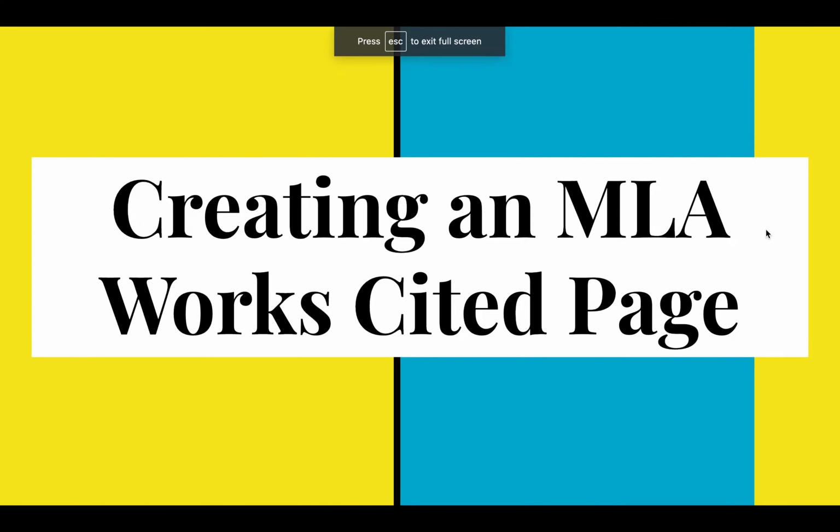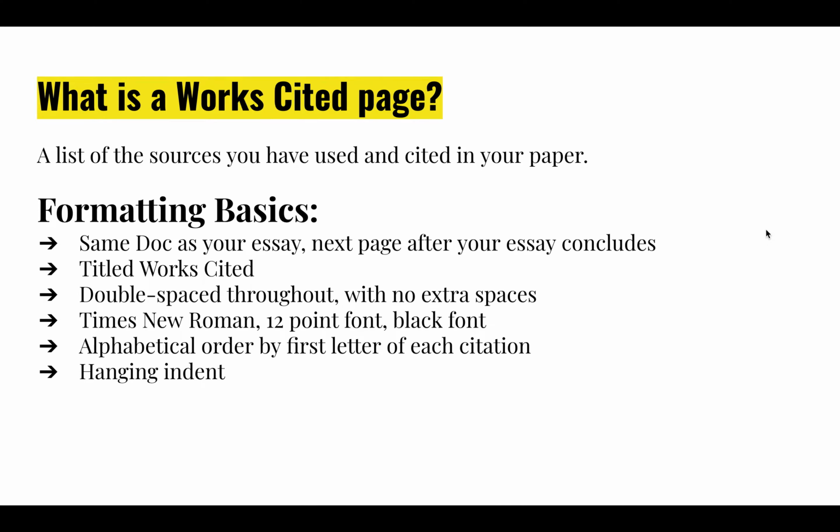So for creating the MLA Works Cited page, the Works Cited page goes on the end of your paper. It's actually part of your paper. It just begins at the end, right? So after you finish up your conclusion, at the top of the next page of your paper comes the Works Cited page. It's a list of all the sources that you've actually used and cited in your paper. So it's the works that you've cited throughout the paper. Everything you cite needs to appear on that Works Cited page. And everything on the Works Cited page needs to be something that you actually cited throughout the paper.